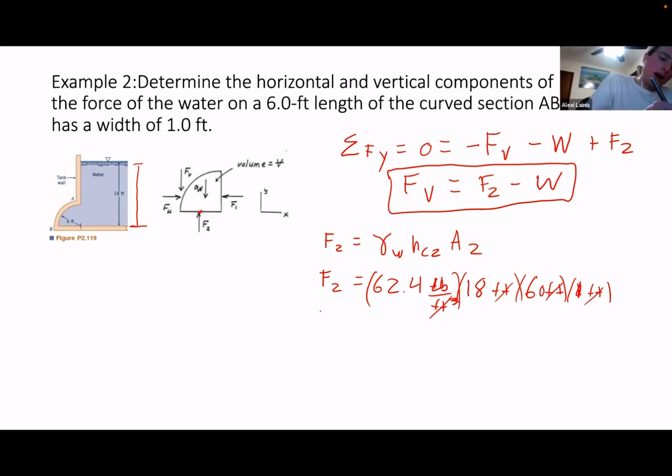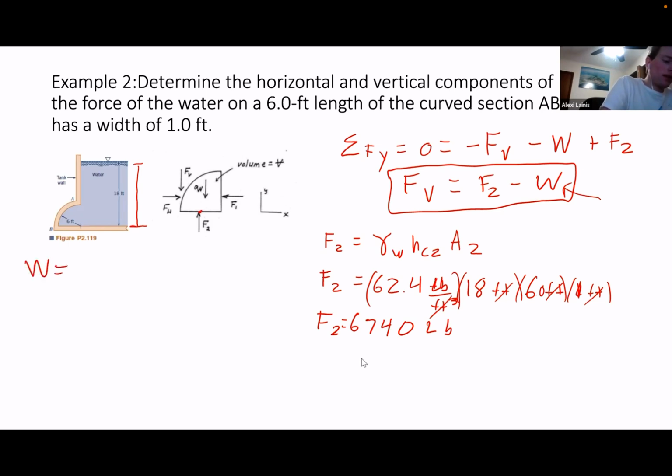If we do the math, we get force 2 equals, let me just make sure I write the right thing down here, 6,740. The only unit we have left is pounds. We know that force is in pounds, so we know we did that correctly. All right, so the only thing we're missing is that W, so we'll do it over here.